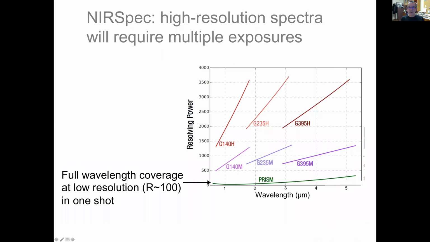I have already shown you this plot. This is basically the resolving power versus wavelength, now just for NIRSpec. And so basically you have these modes. The highest resolving power is with these gratings, and you can have medium resolving power, and finally the prism that gives you a simultaneous spectrum from 0.6 to 5 micron in one shot at R of about 100.